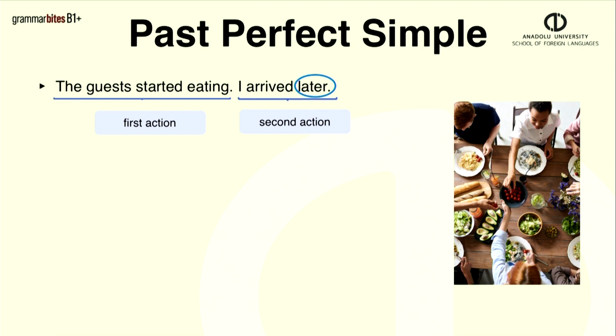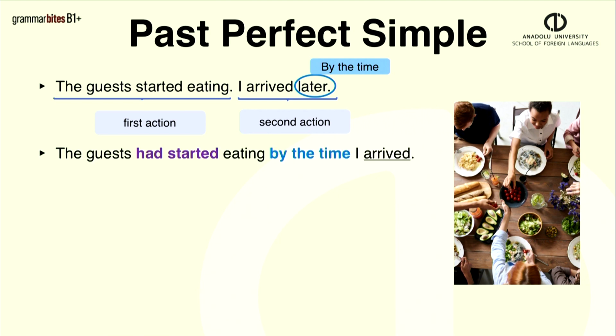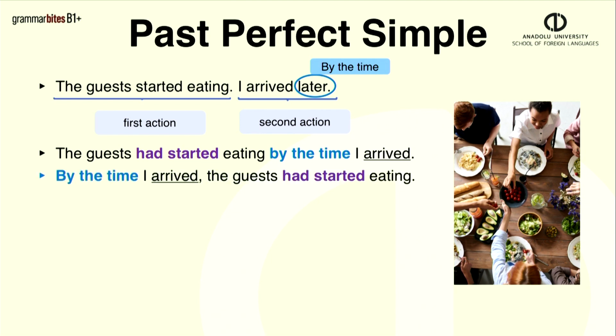Here, instead of later, we can write when or by the time, and we can combine these sentences using the past perfect simple. We can say, the guests had started eating by the time I arrived. We can start the sentence with by the time clause, followed with a comma. By the time I arrived, the guests had started eating.